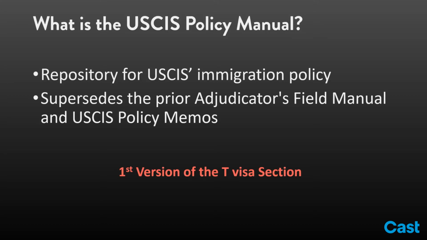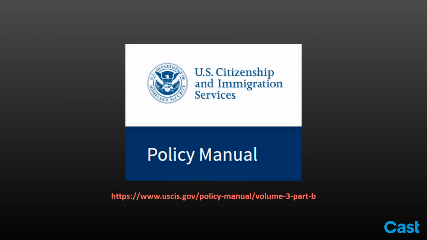The USCIS Policy Manual is the agency's repository for USCIS's immigration policy. The manual contains separate volumes for different areas of immigration benefits. This is the first version of the T visa section of the policy manual and supersedes the prior Adjudicator's Field Manual and USCIS-issued policy memos. You can find the entire policy manual on the USCIS website.